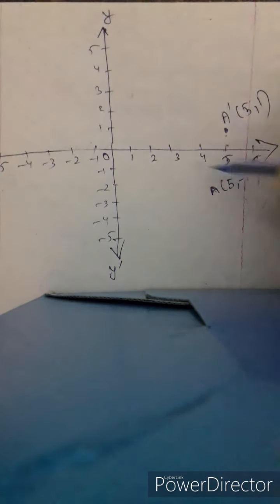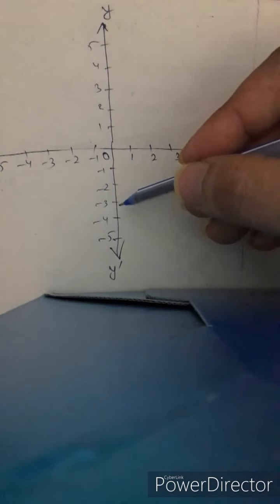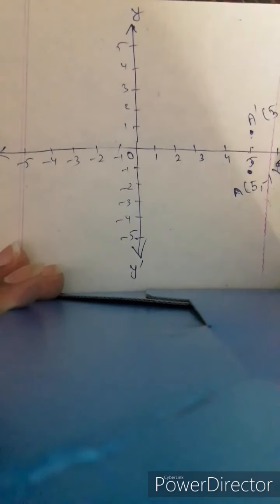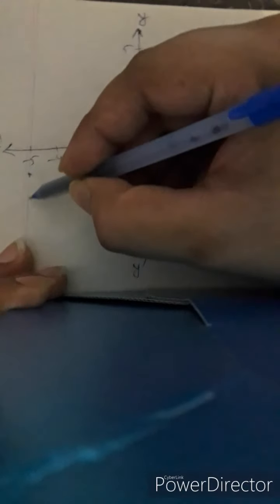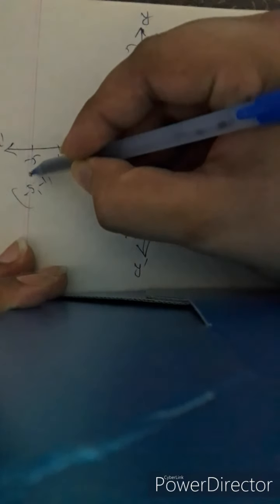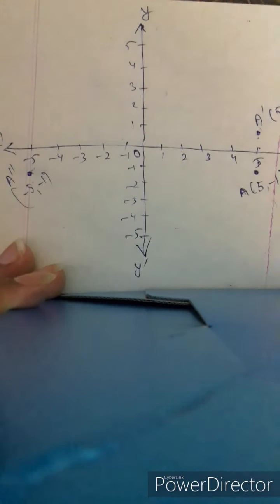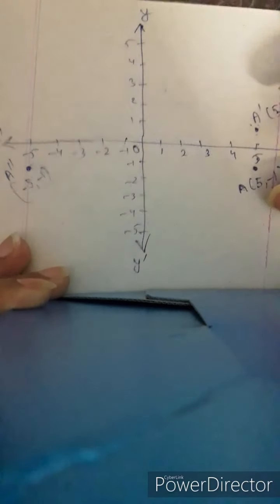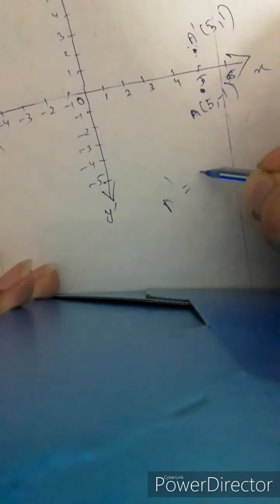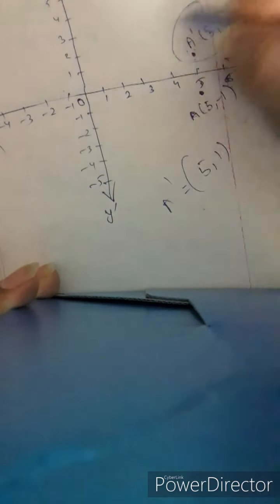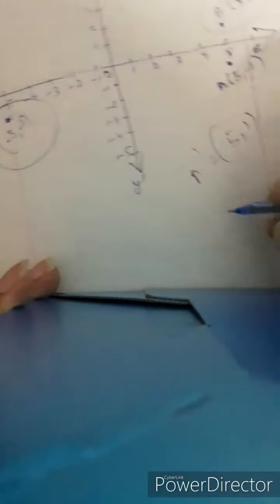Also A on reflection in y-axis, this is the y-axis, is mapped as A double dash. So 5 minus 1 becomes minus 5 minus 1. This is A double dash. Now we have to calculate the distance between A dash and A double dash. The coordinates of A dash are 5 1, and the coordinates of A double dash are minus 5 minus 1.